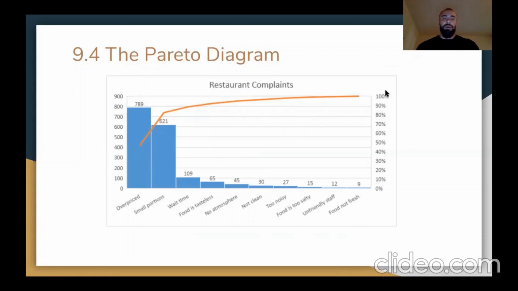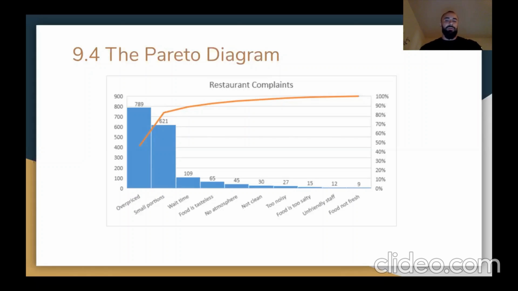Finally, we get to the Pareto diagram. This is, again, another way to help identify causes. As we can see here, it labels on the bottom different complaints like overpriced, small portions, food is tasteless, etc. And it nicely shows bars indicating how many times those complaints have been given. And this, in my opinion, is a little bit easier of a way to understand what your real problem is, or what the real cause of your problem is, because it's more laid out.